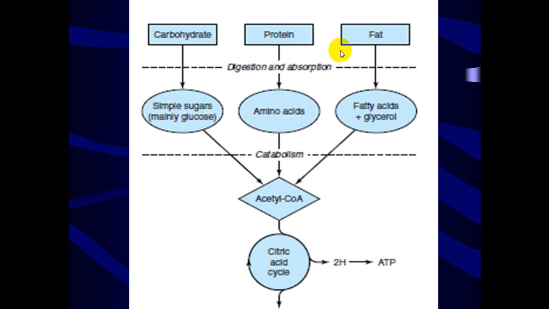In the first stage, complex molecules are broken down into their component building blocks. This is digestion and absorption. For example, proteins are degraded to amino acids, polysaccharides to simple sugars, mainly glucose, and fat to free fatty acids and glycerol.